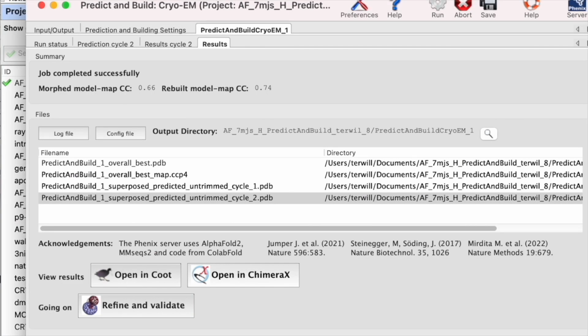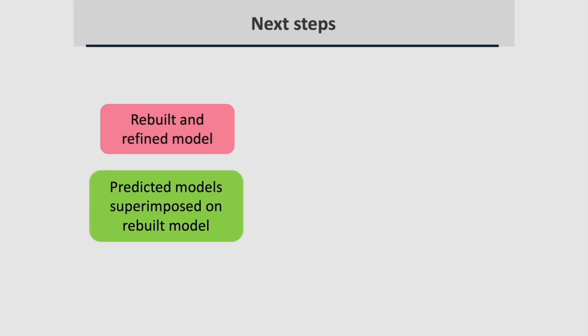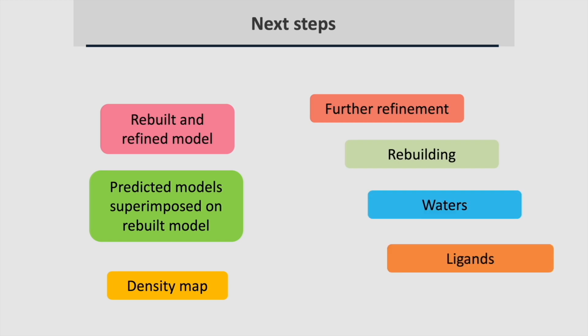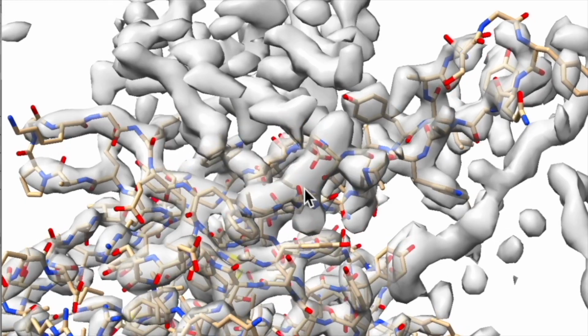When your job is done, a button for Refine and Validate appears. If you hit this button, a Real Space Refine window opens with all the necessary files already selected. This is just one of many things you can do next. Your rebuilt and refined model, superimposed predicted models, and map are ready for further refinement, rebuilding, and adding waters and ligands. Best of luck with your structure determination using Phenix and AlphaFold.